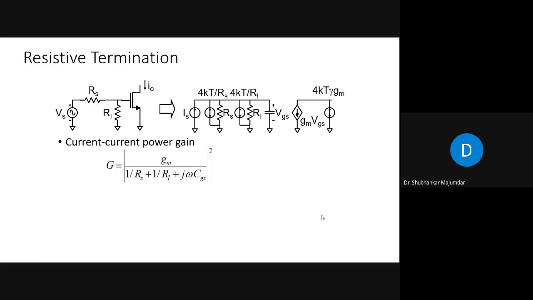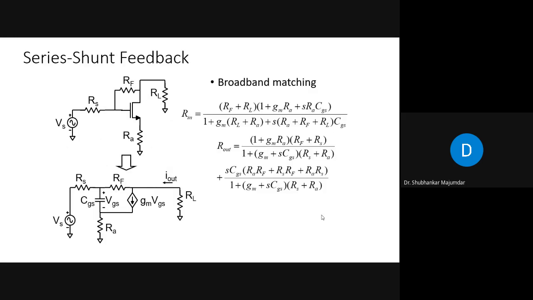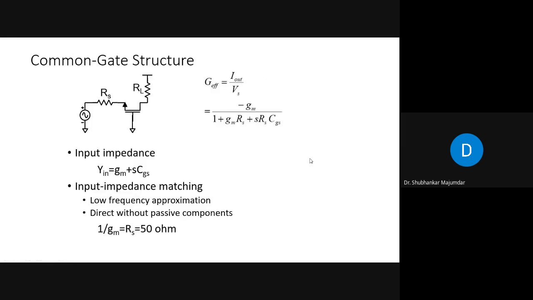Then, if a resistive termination has been given, the current to current power gain will be reduced. If series shunt feedback is there, the output impedance will be increased due to the series shunt feedback. As this feedback is kept here, we can change it on the basis of the Miller concept. The impedance can be shifted to the output side, and by shifting it, we can calculate this value.